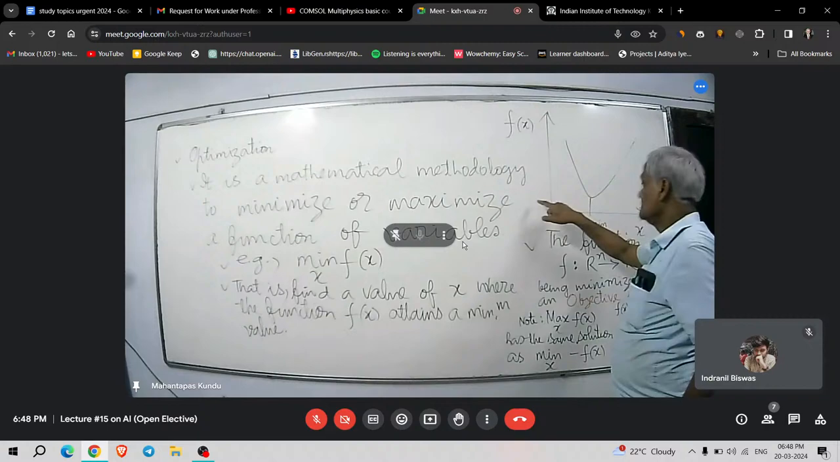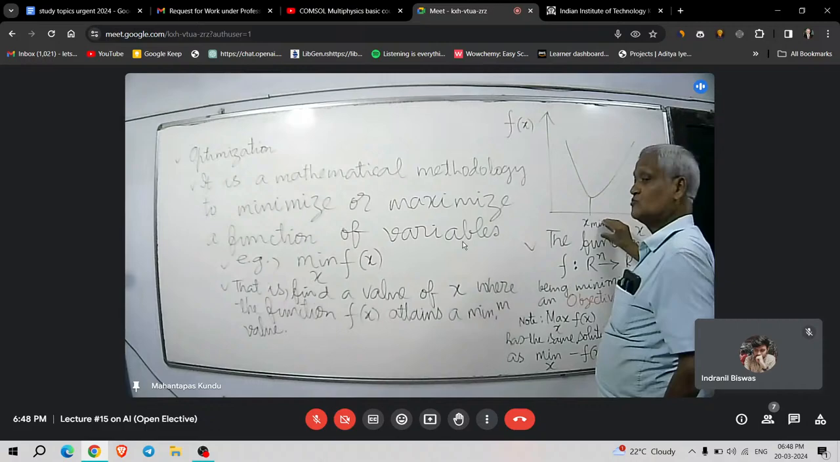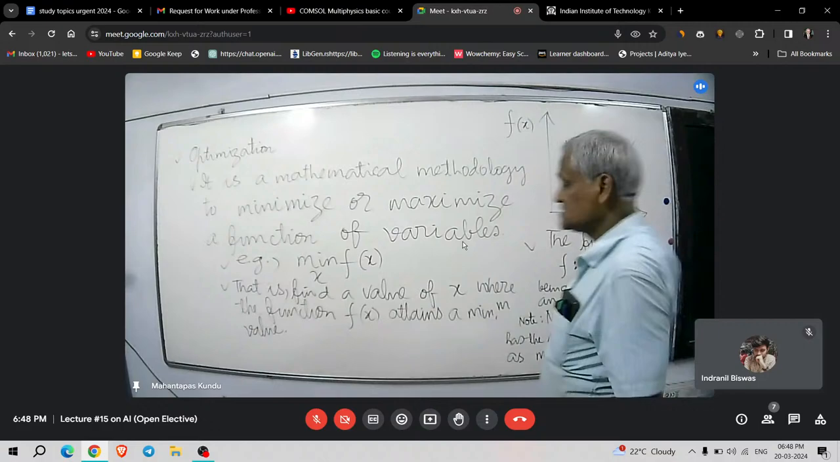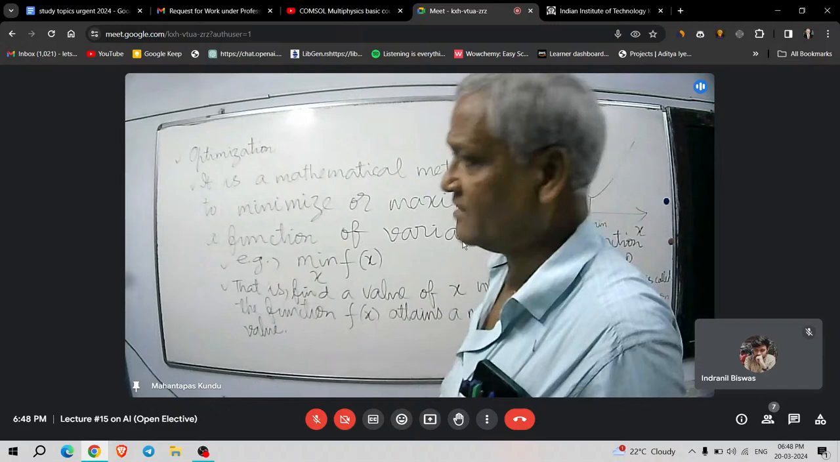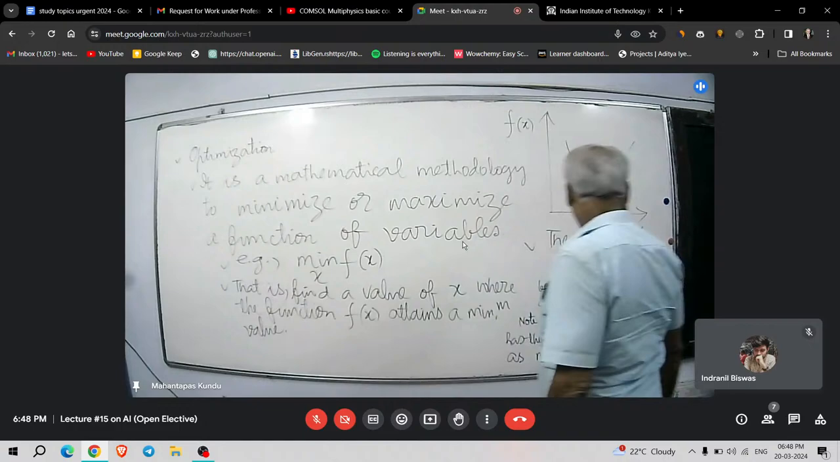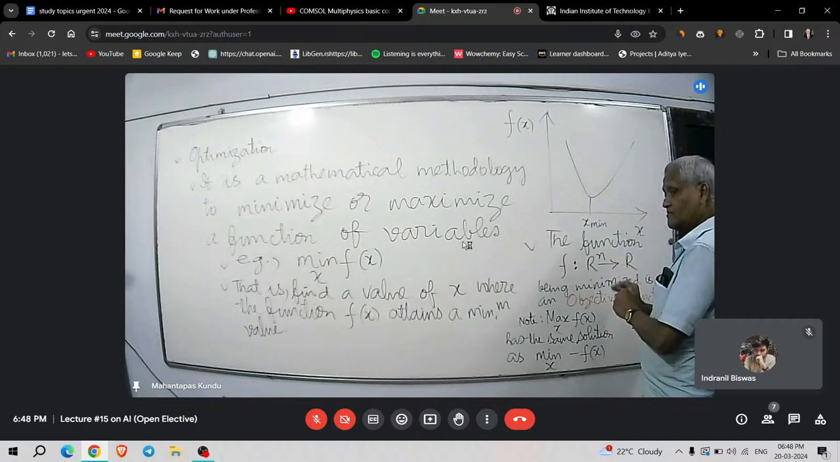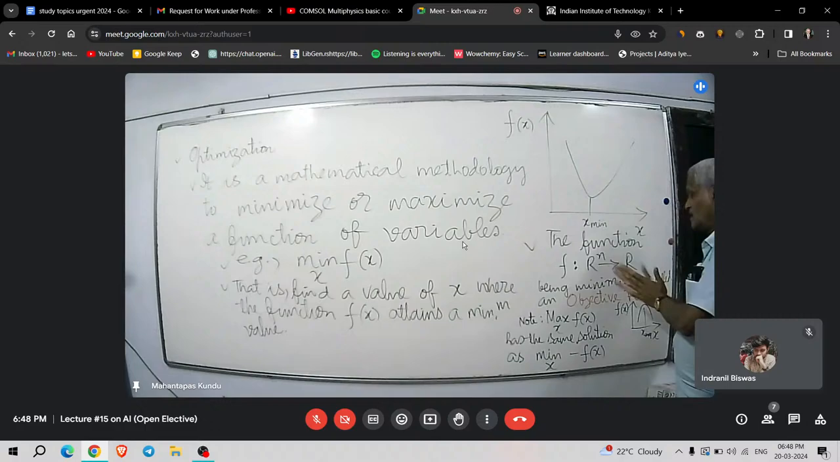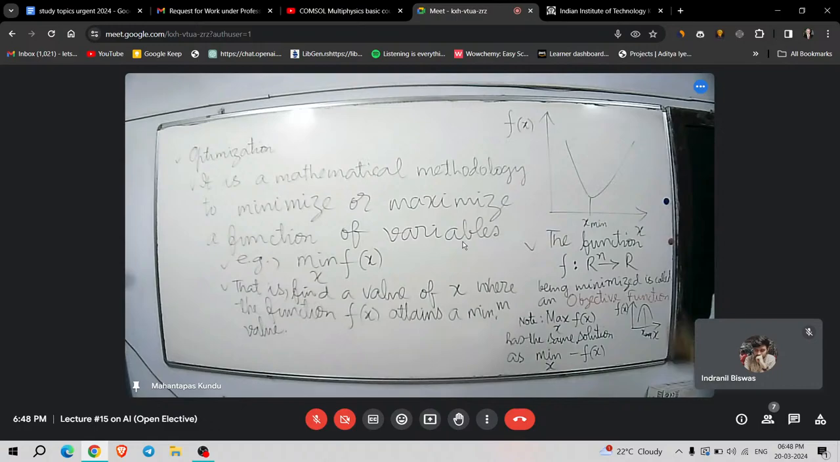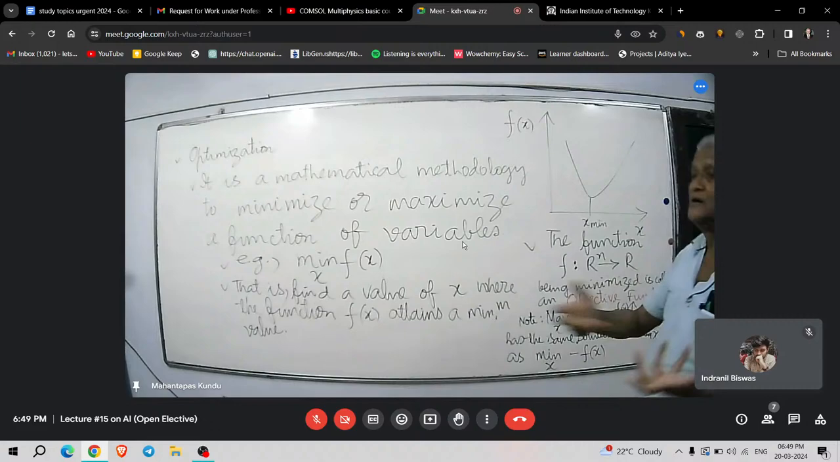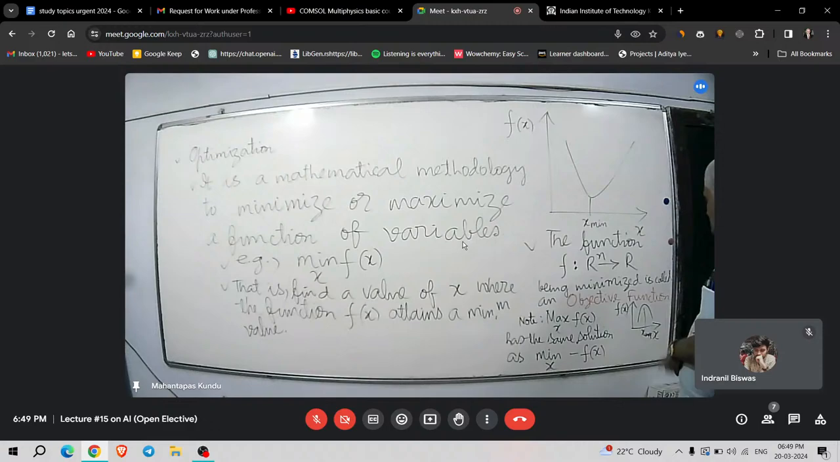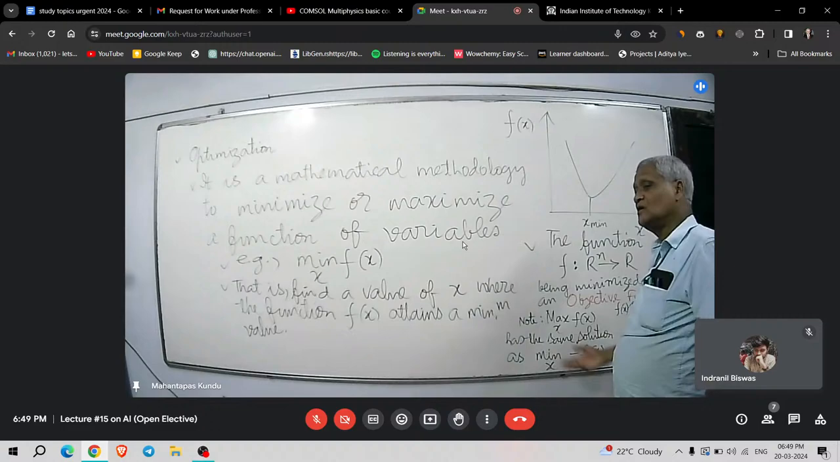This value needs to be found. Here, for the sake of simplicity, I have shown it with a single variable function. It may be a multivariable function. The function maps from the Cartesian product of a set of real numbers to a set of real numbers, where R denotes the set of real numbers, where the function f maps R to the power n to R, which is being minimized, it is called an objective function. And you can also apply optimization method to find the maximum of a function. How? By finding the minima of negation of f(x), we can find the maxima of f(x).